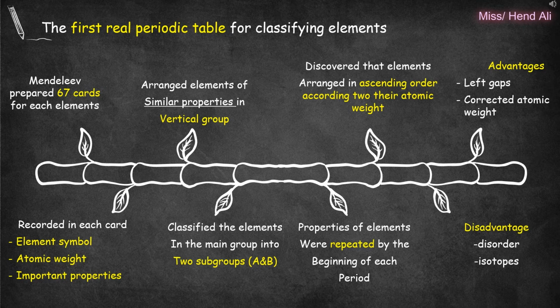Disadvantages of Mendeleev's periodic table: he had to make a disturbance in ascending order of atomic weight of some elements. Why? To put them in groups that suit their properties. The second disadvantage is that he had to deal with isotopes as if they were different elements. But in fact, they were the same element. They have the same atomic number, but different atomic weight. And because he arranged his periodic table according to atomic weight, he had to deal with isotopes as different elements.